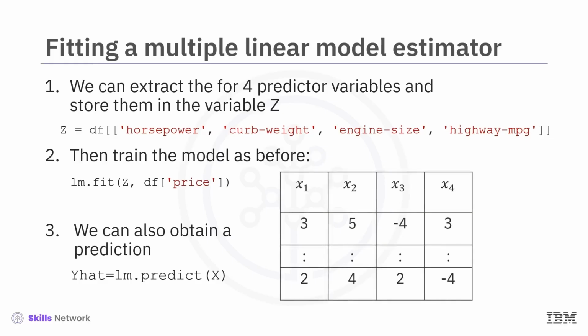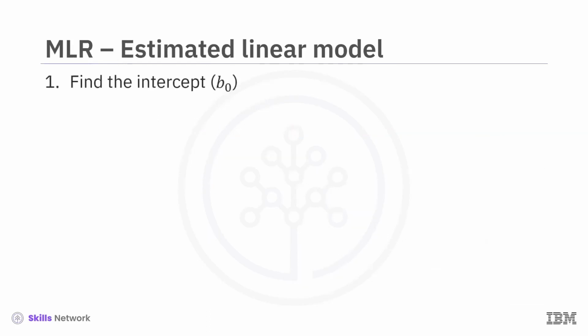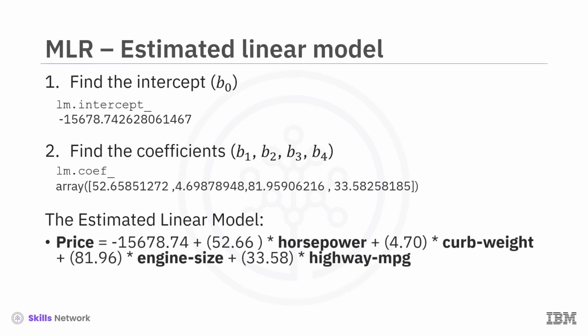In this case, the input is an array or data frame with 4 columns. The number of rows corresponds to the number of samples. The output is an array with the same number of elements as number of samples. The intercept is an attribute of the object, and the coefficients are also attributes. It is helpful to visualize the equation, replacing the variable names with actual names. This is identical to the form we discussed earlier.